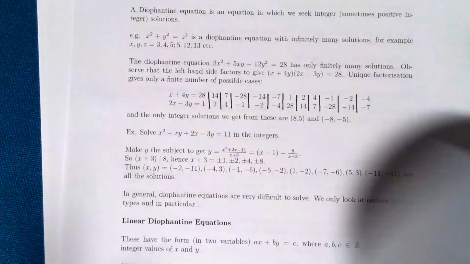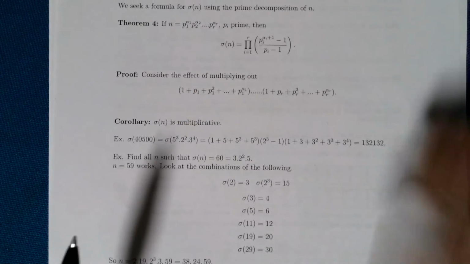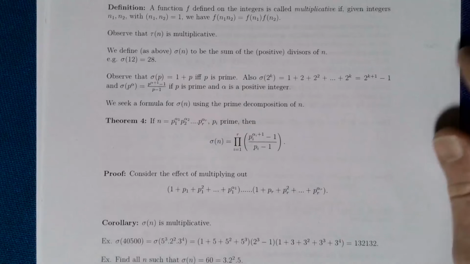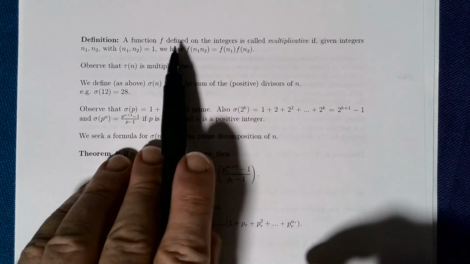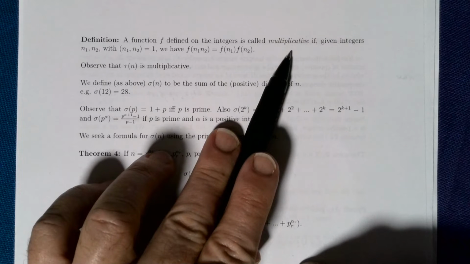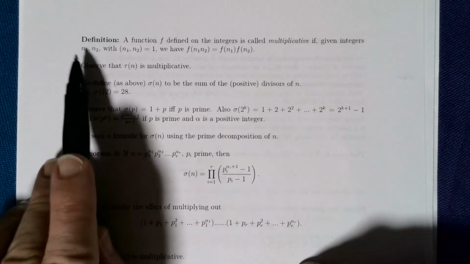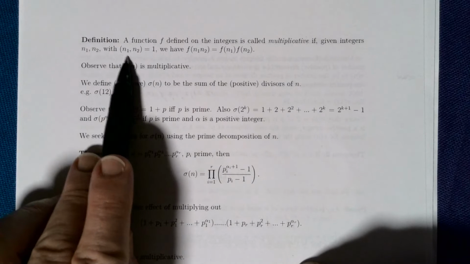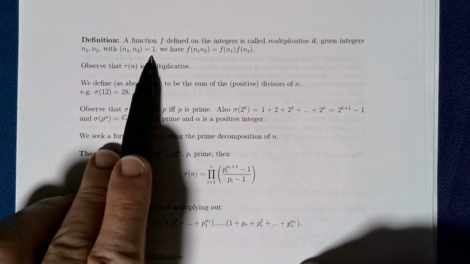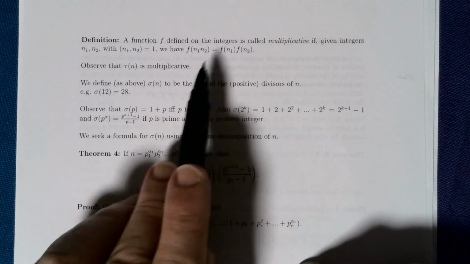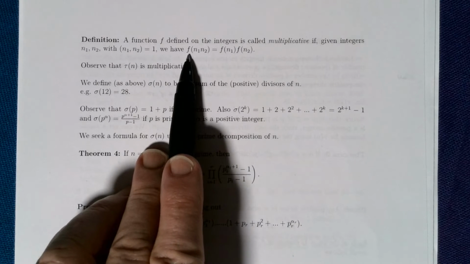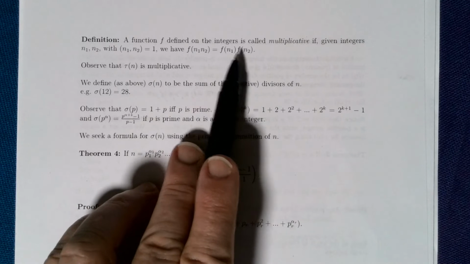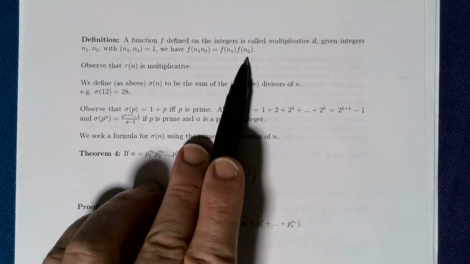Well, that's so much for tau of n. Let's have a look at sigma of n. Before we get to sigma of n, I wanted to mention this idea of multiplicative functions. A function f defined on the integers is said to be multiplicative if, given integers n1, n2 that have no common factor except 1, so they're relatively prime, then when you multiply the numbers together and then apply this function f, you get the same answer as if you apply f to n1 and n2 separately and multiply them.